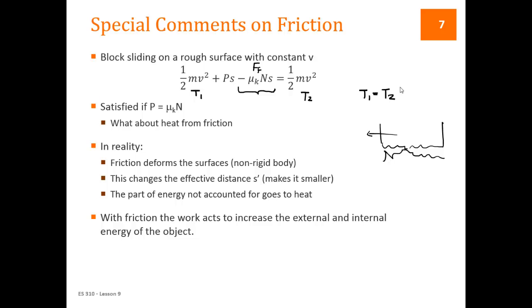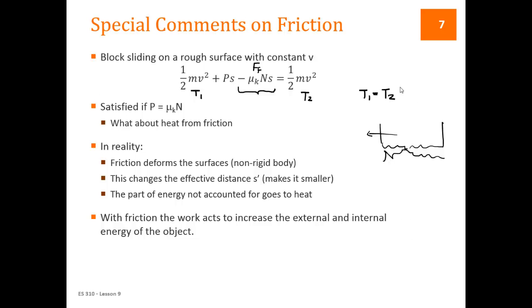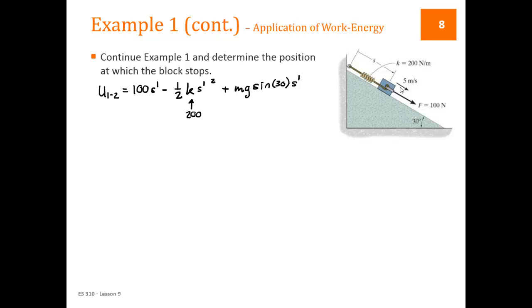Okay, so that should agree with our previous example. Yes, it does. All right, so that's our work. Now we need to apply work energy. We need to know the kinetic energy of the two. Okay, so we know initially that V1 is equal to 5, and we want to know when the block stops, so V2 is going to equal 0.